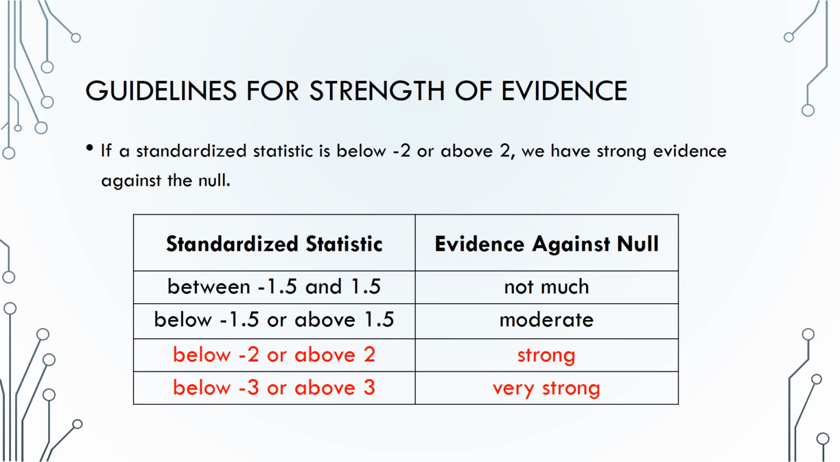Why? The farther the standardized statistic is from 0, the more different the observed statistic and null value are in terms of standard deviations. So large standardized statistics indicate the observed statistic is far in the tail of the null distribution.